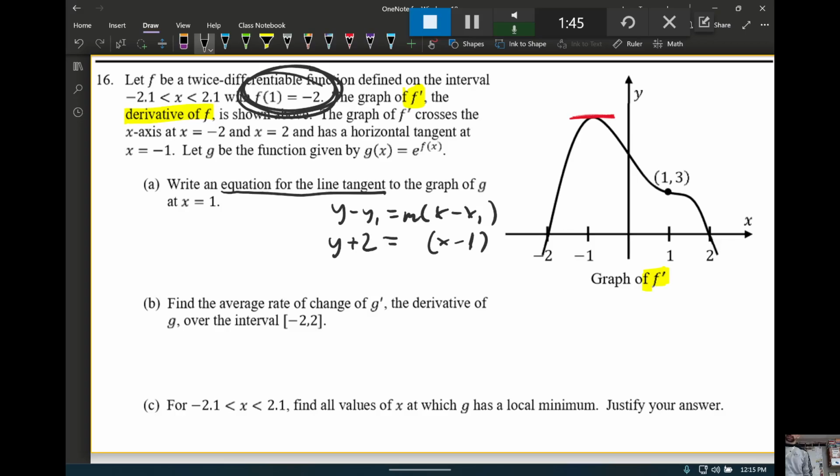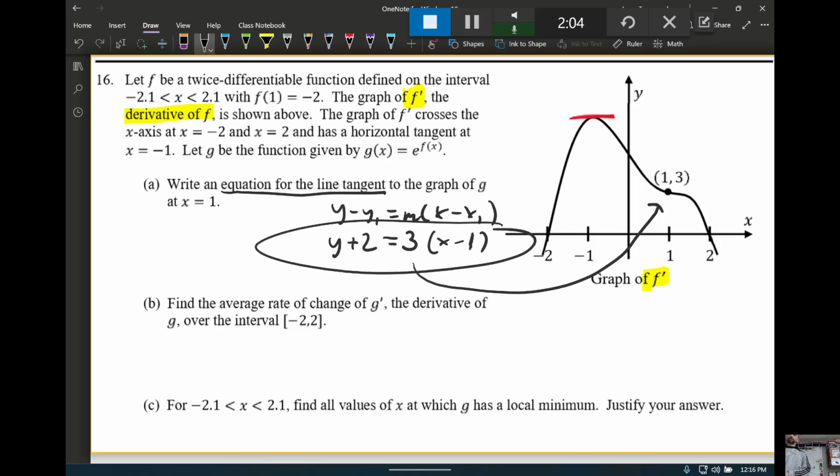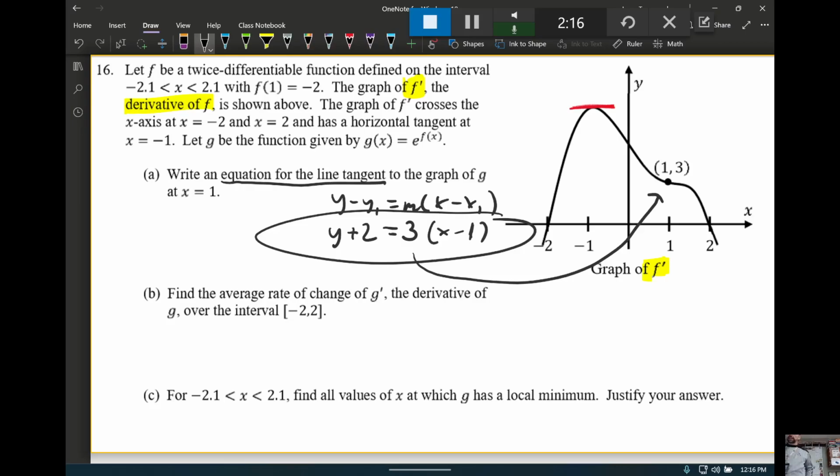When you plug 1 into the function, you get a value of -2. So when y1 is -2, that becomes a +1. But if you want to know the slope when x is 1, you need to get that from the derivative. So at 1, the derivative is 3. So this is what they want for part A. All right, you okay with that? Okay.